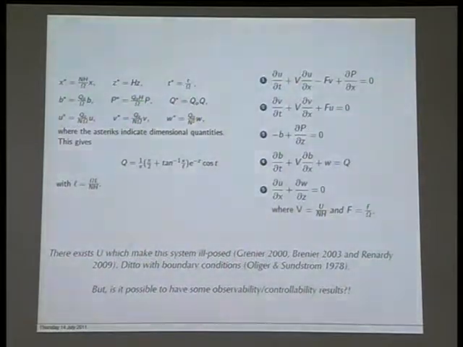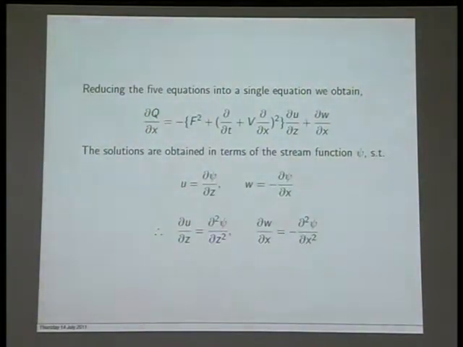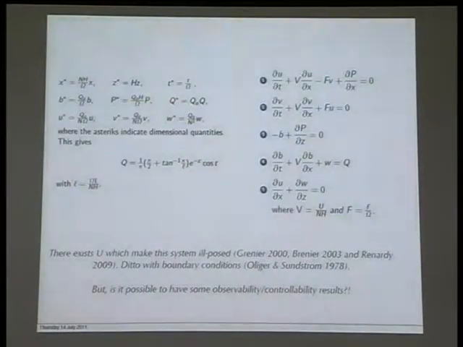And what Arnab is trying to do is to get some observability estimates for this system, which is ill-posed. Okay, so one can reduce this to a single equation, which looks like this in stream function formulation. And I must mention that in all the previous linear models, V was 0 and capital F was 0. So the new thing about this linear model is the incorporation of those two terms, for reasons I mentioned earlier.